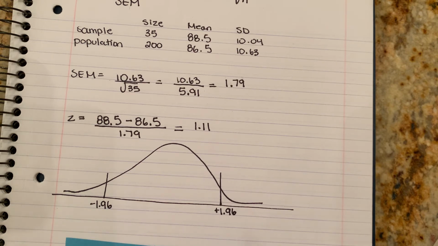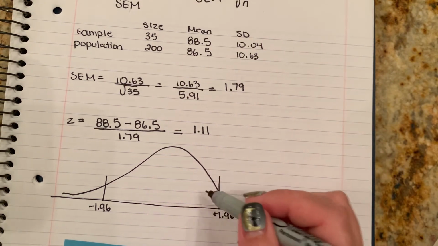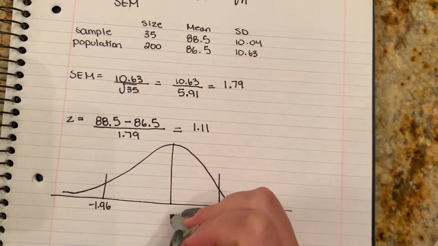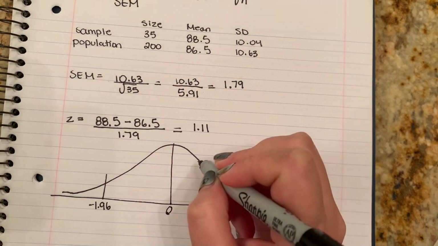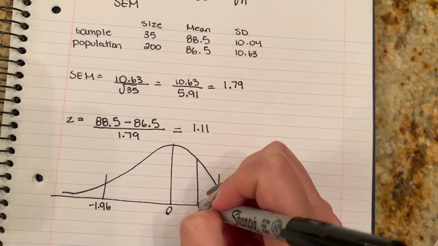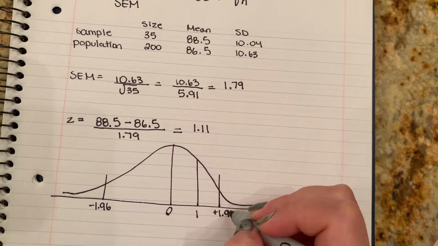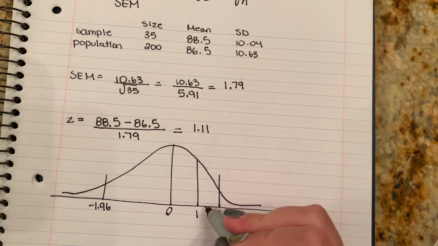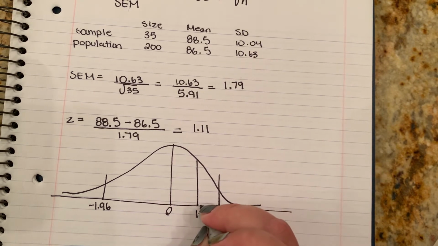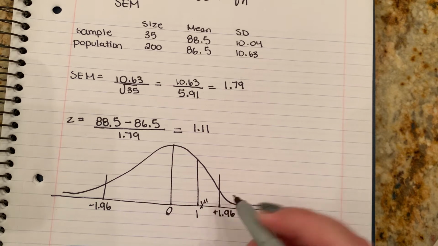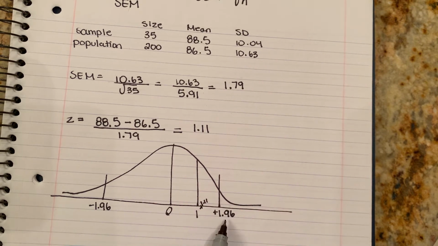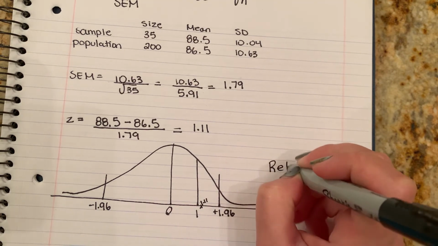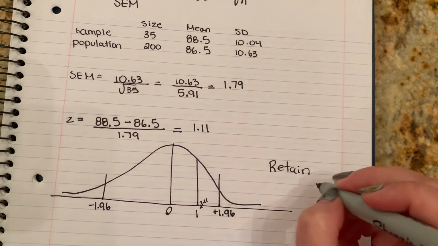If we were to actually plot this z-value on this chart, here we have our mean, 0 standard deviations away, and then we have 1 standard deviation away, and the 1.96 is just shy of 2 standard deviations away. So our 1.11 would be plotted somewhere around here. And this does not exceed our critical value, so therefore we should choose to retain the null hypothesis because that's the most attractive explanation.